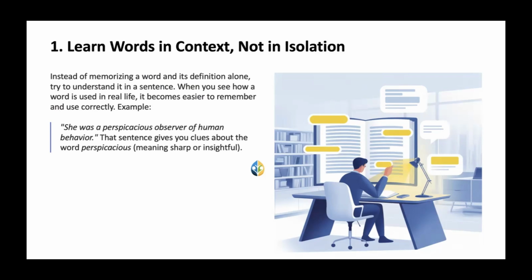She was a perspicacious observer of human behavior. So as a person learning English or a non-native English speaker, do not let the word perspicacious throw you off, or other words that you may not have come across, because in the sentence you will get a clue about the word. So in this case, the sentence gives you clues about the word perspicacious, which means you're intelligent or sharp or insightful.